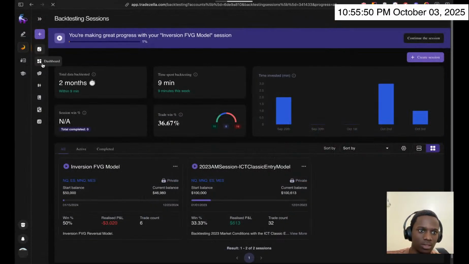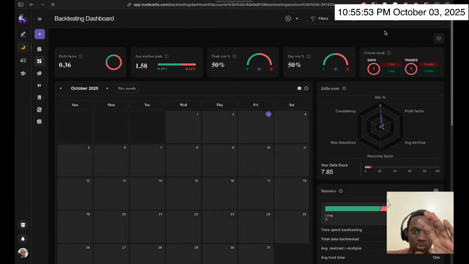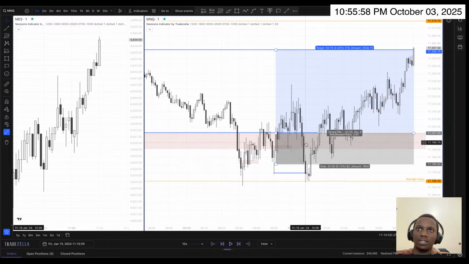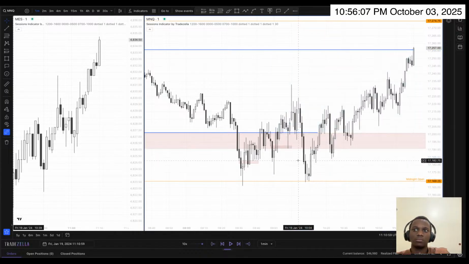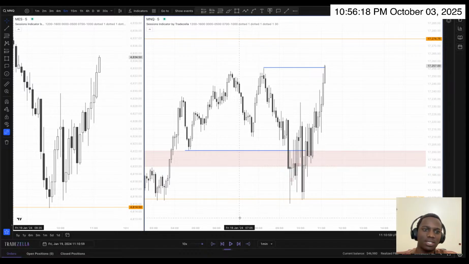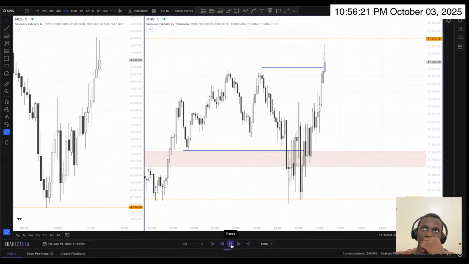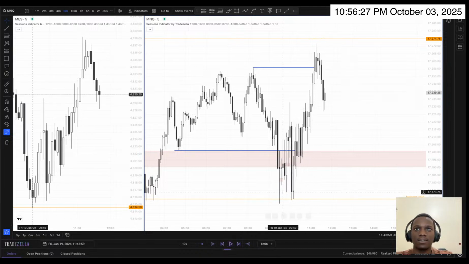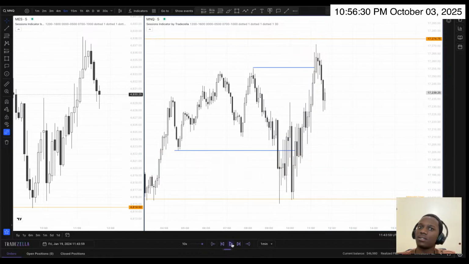I would like to see the dashboard, the inversion fair value gap model, to have this internal sweep. The SMT is still holding, and then here we form the inversion, and then we run higher, which is good. I'm really looking for a way to delete that trade because it's messing up my statistics, man. Let's go to the next day then.